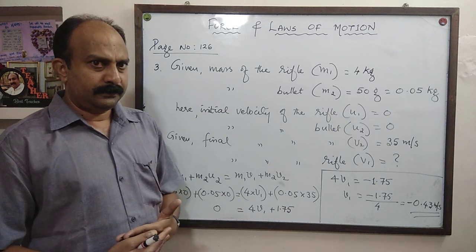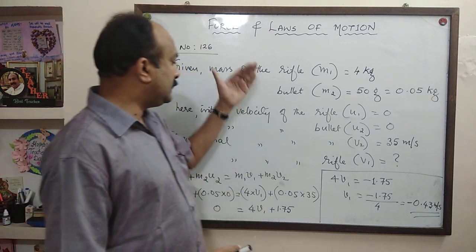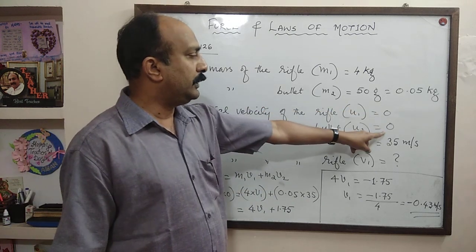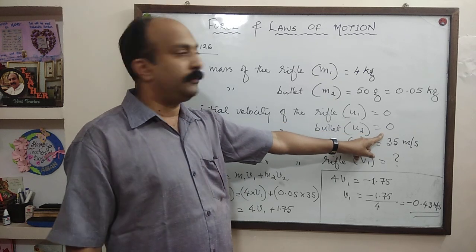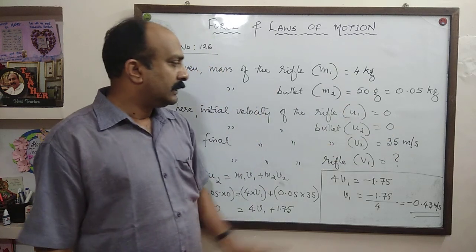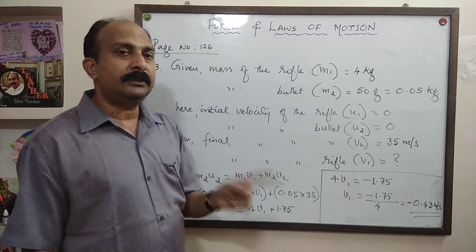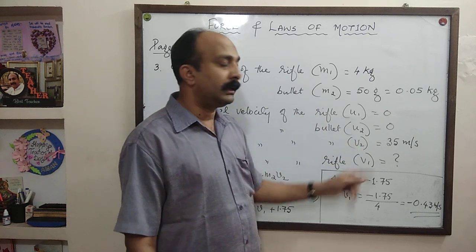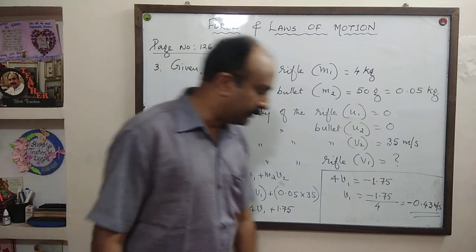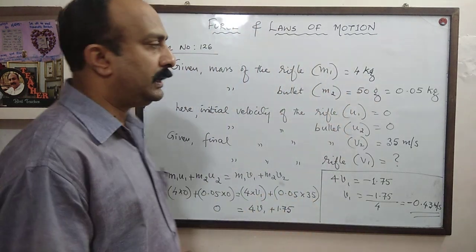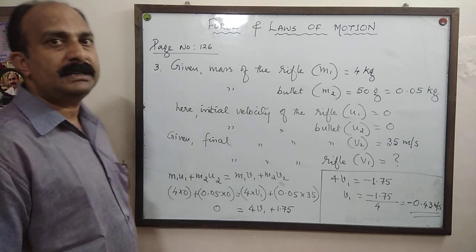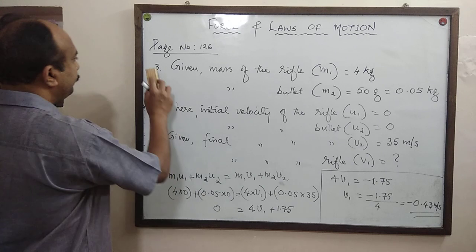So firing a bullet from the gun is an example of the law of conservation of momentum. The point to be noted here is that before the bullet is fired, U1 and U2 both will be equal to 0. The velocity by which the bullet is fired is not initial, but it is final velocity. Recoil velocity of the gun is also the final velocity of the second body. So this is a numerical related to the law of conservation of momentum. Is it clear? Okay.